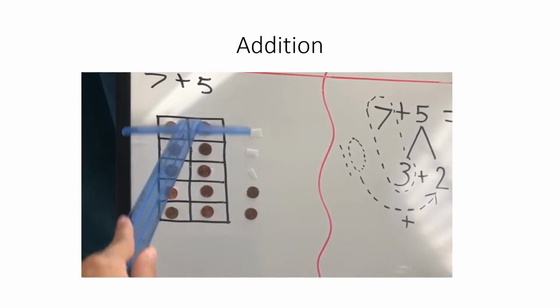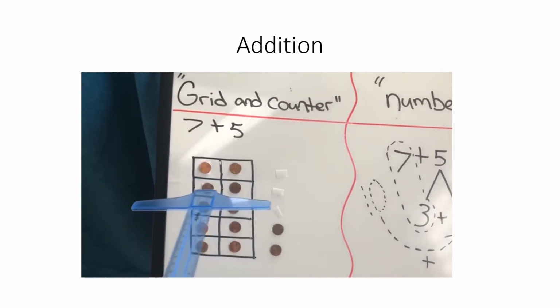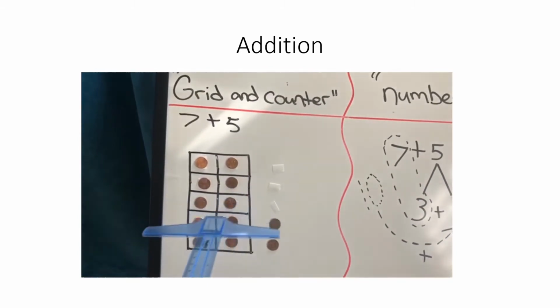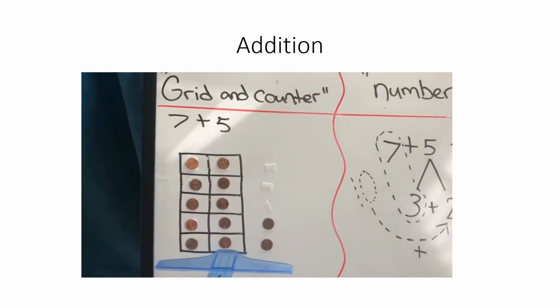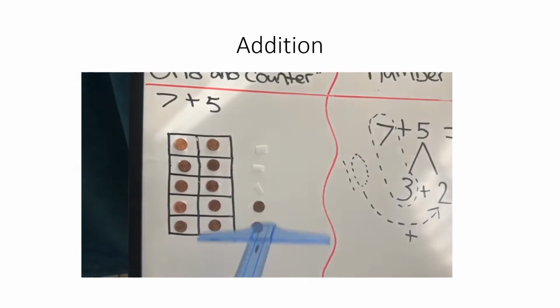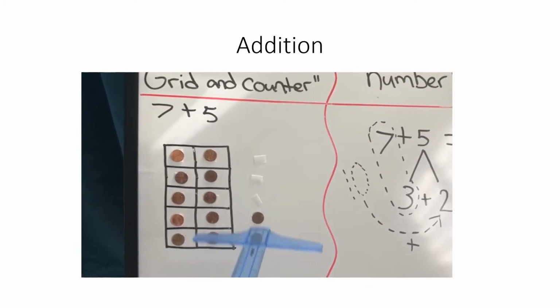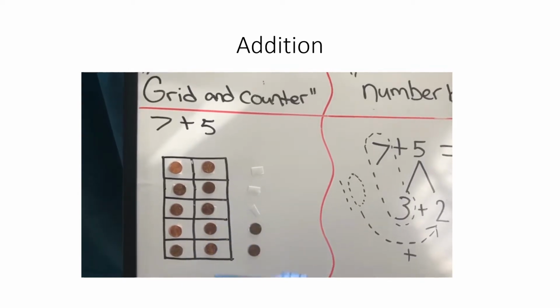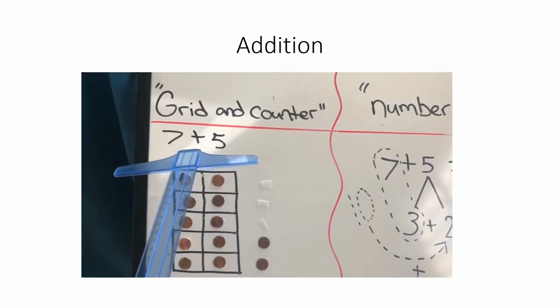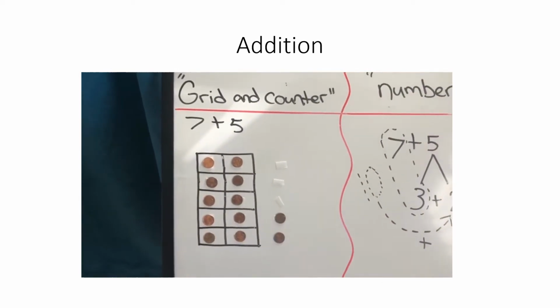I have 10 pennies right here, count with me. 1, 2, 3, 4, 5, 6, 7, 8, 9, 10. 10 pennies. 10 pennies plus 2 equals 12. 10, 11, 12. So number 12 will be the answer to 7 plus 5. This is one way of doing it.